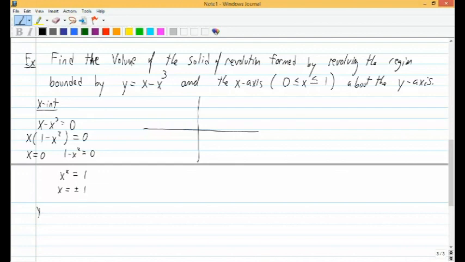Then I would figure out the y-intercepts. So for the y-intercepts, you set x equal to 0. So I just have y equals 0 minus 0 is 0. So that means we're going to cross here. That's the x and the y-intercept. And then we know we're going to cross here at x equals 1. And you're going to cross here at x equals negative 1.